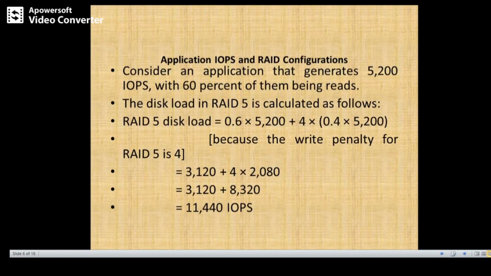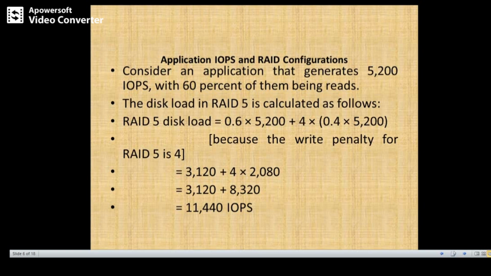So we'll take one simple example. Consider an application that generates 5200 IOPS with 60% of them being reads. That means the remaining 40% will be write operations. The disk load in RAID 5 is calculated as follows.